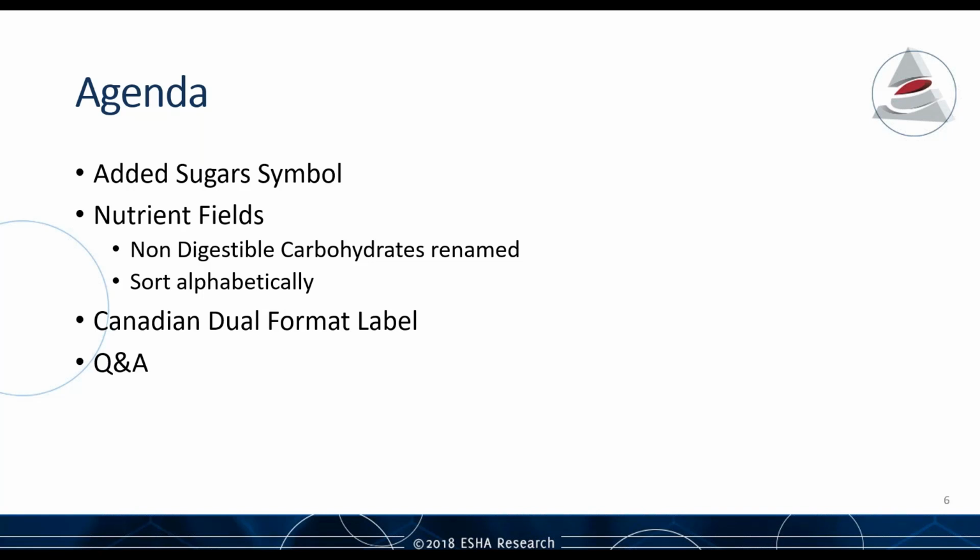Today we'll be highlighting new features of Genesis R&D Foods version 11.6. These include the added sugar symbol on US labels, renaming and sorting of some of the nutrient fields, Canadian dual format labels for different amounts of foods, and we'll have time for Q&A at the end.